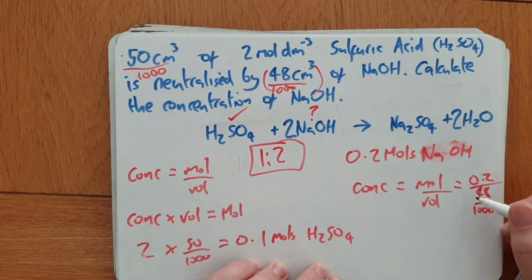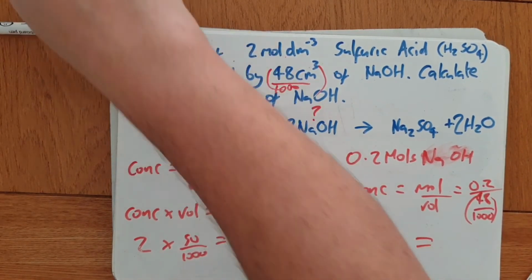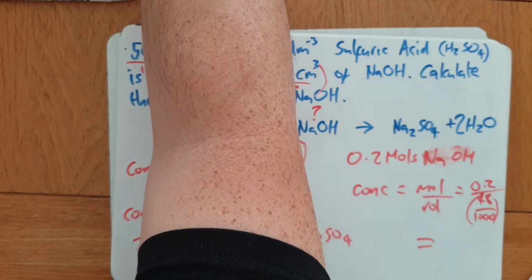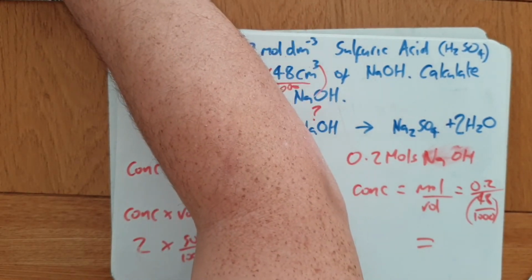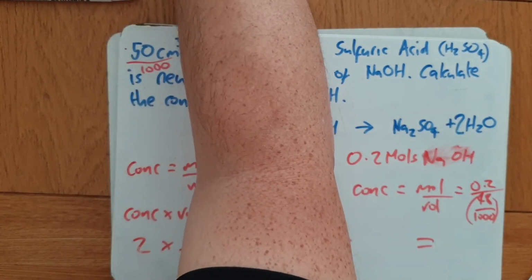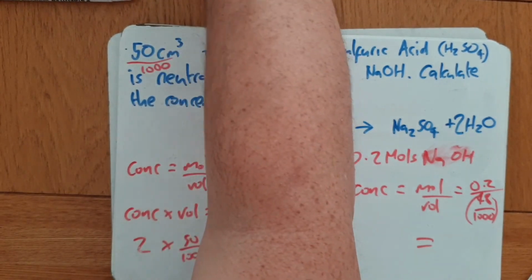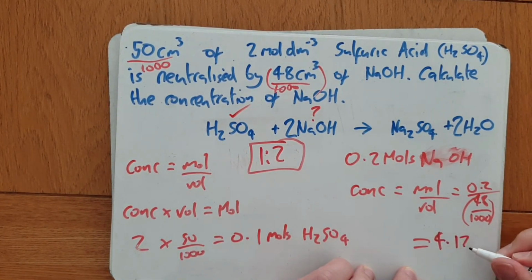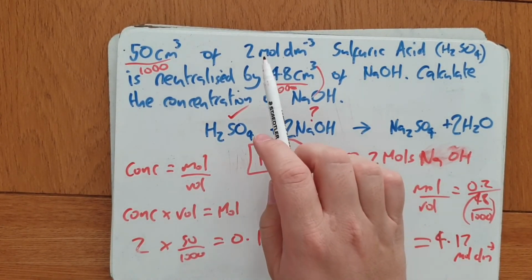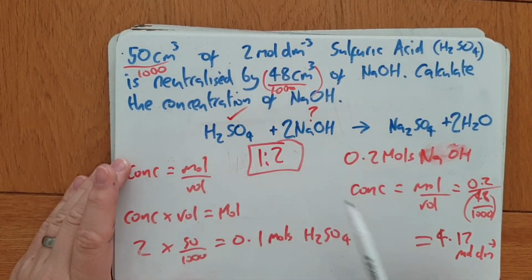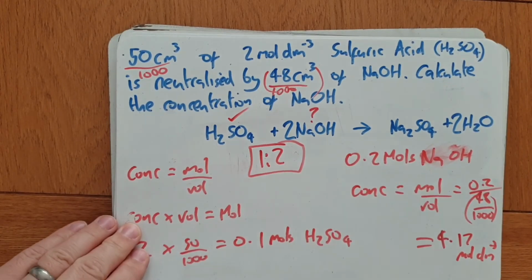48 divided by 1,000, and I'll just type that into my calculator. Which is 4.17 moles per decimeter cubed. And we go back to our answer. We thought it would be, remember, if it's 50 and 50, the same but twice as much. Back to what we said at the start, we were looking for an answer slightly more than 4, and our answer is slightly more than 4.